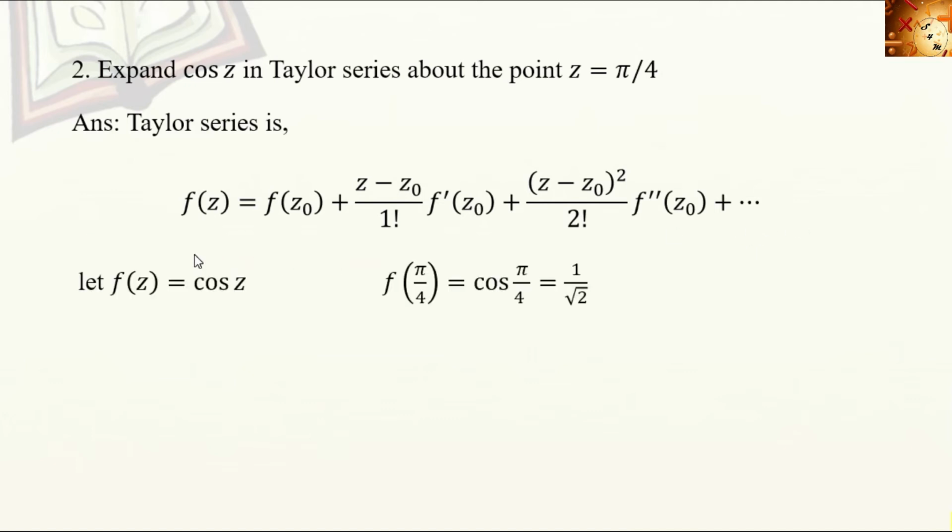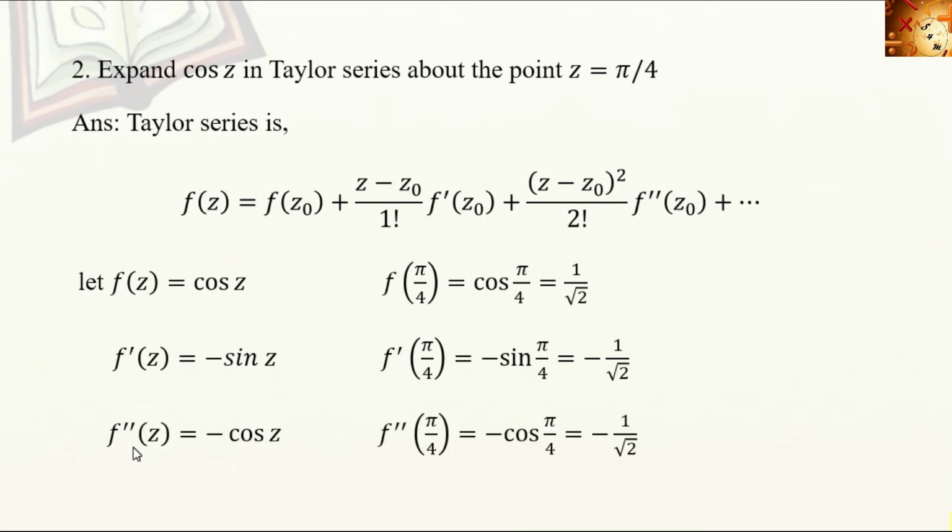Here f of z equal to cos z. Then f of z naught. Here z naught is equal to pi by 4. So f of pi by 4 equal to cos pi by 4. That is equal to 1 by root 2. Then next find some derivatives. First derivative is minus sin z. At the point pi by 4, its value is minus 1 by root 2. Next derivative f double dash of z, which is equal to minus cos z. Then f double dash of pi by 4 is equal to minus 1 by root 2.